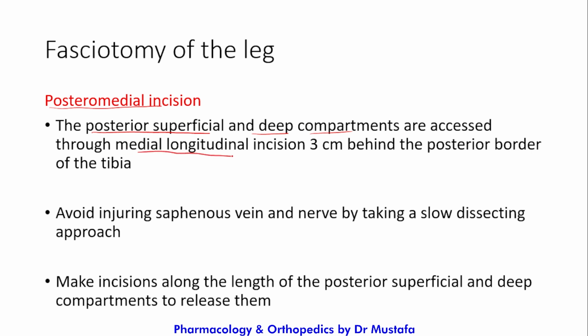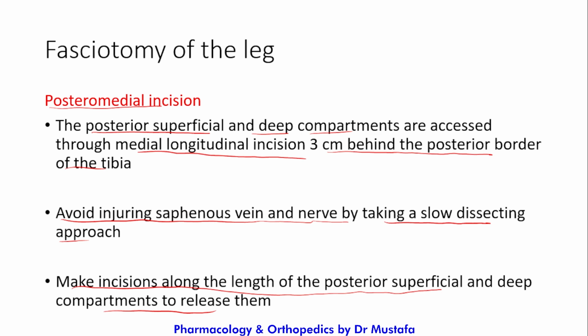It is a medial longitudinal incision 3 cm behind the posterior border of the tibia. Avoid injuring the saphenous vein and nerve by taking a slow dissecting approach, and make incisions along the length of the posterior superficial and deep compartments to release them.